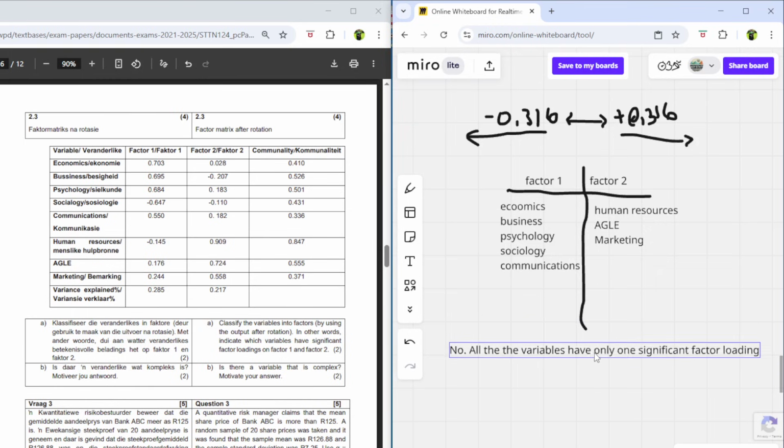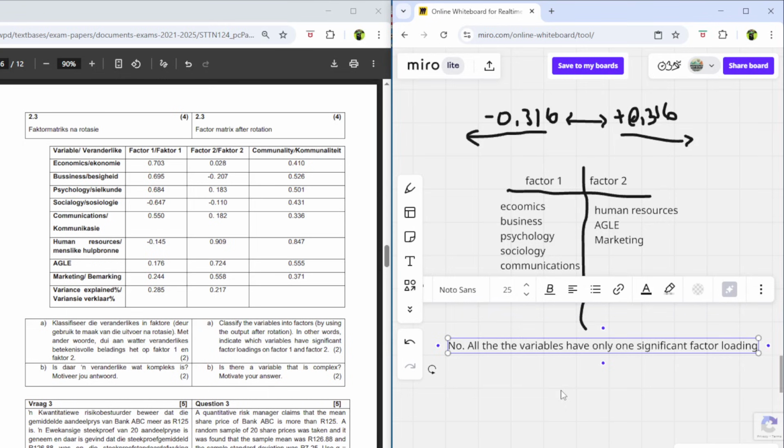Question 2.3b. No, all the variables have only one significant factor loading. So meaning that if there were variables that had more than one significant factor loading, for example, let's say human resource, this number was 0.545 and this is 0.909. So it means it will be significant in factor 1 and also in factor 2. So in that case, we'll say it is a complex variable.